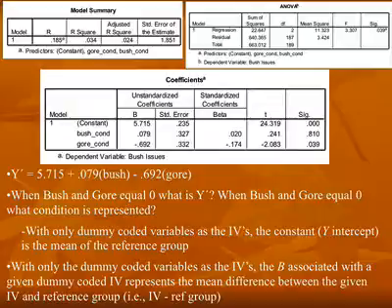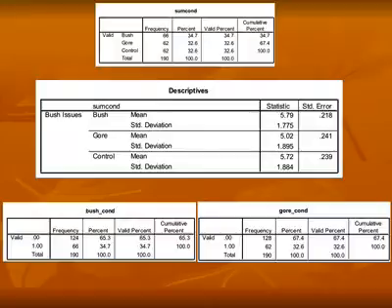And then the only other thing that we have left to examine is the Gore condition, right? And we can see that that difference is significant. So the people who viewed Gore's website had a less favorable. Is that right?